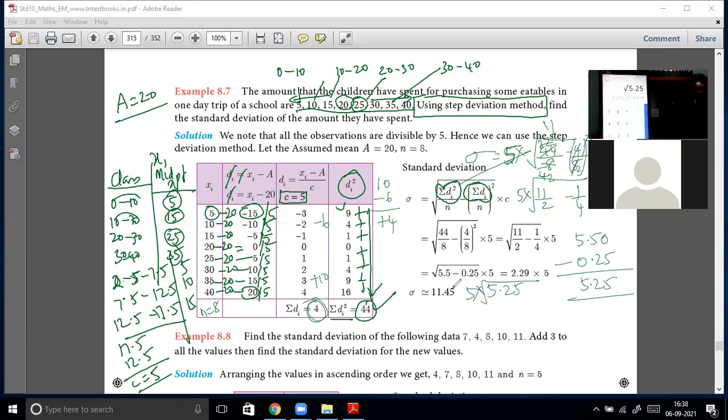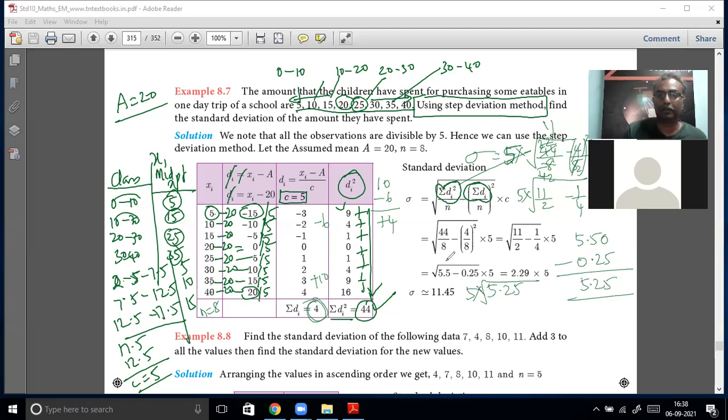Root of 5.25, how much is coming? 2.29, sir. So 2.29 is correct. 2.29 into 5 now you have to put. That is close to 2.3, you can say 2.3 into 5. So this is 15, this is 10, this is 1, so 11.45 or 11.5 is the answer. Like that, no? Very simple.